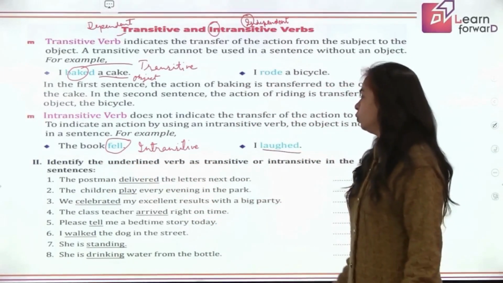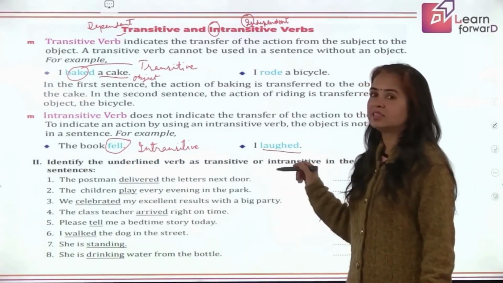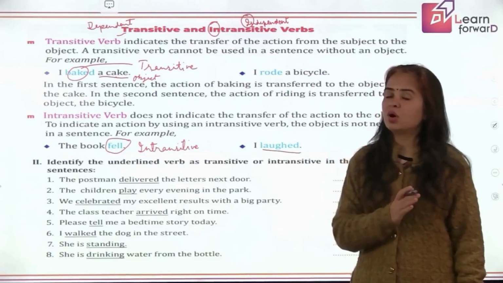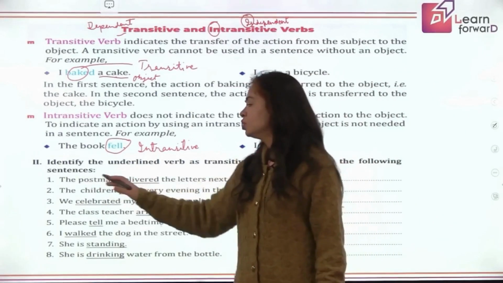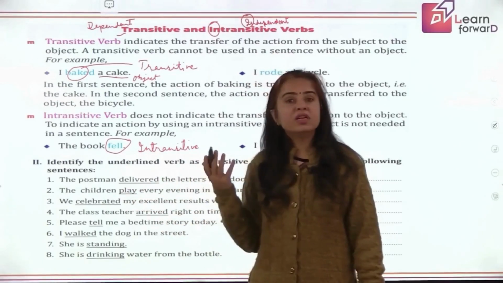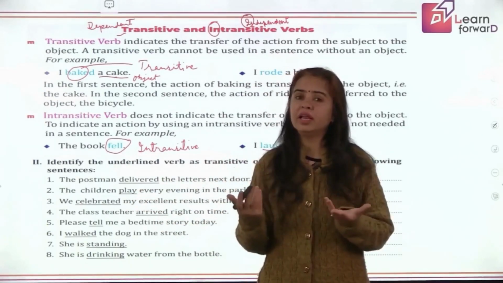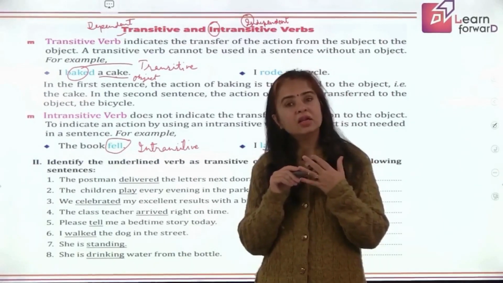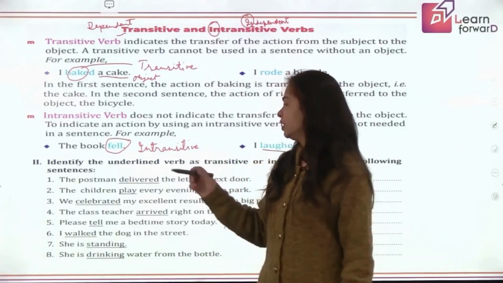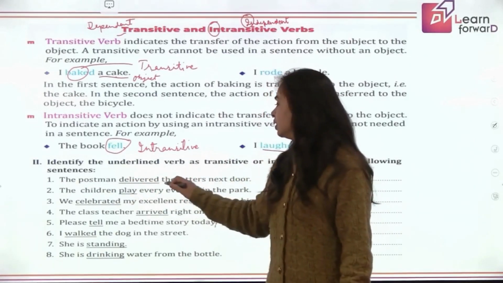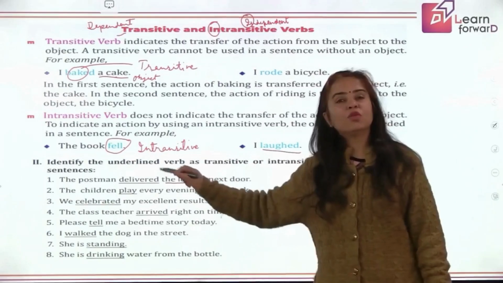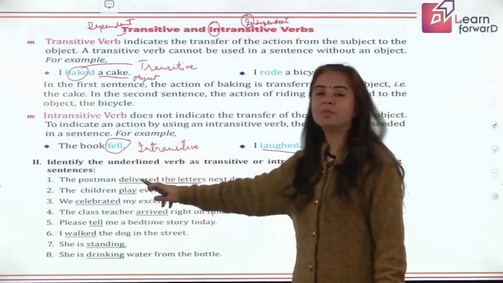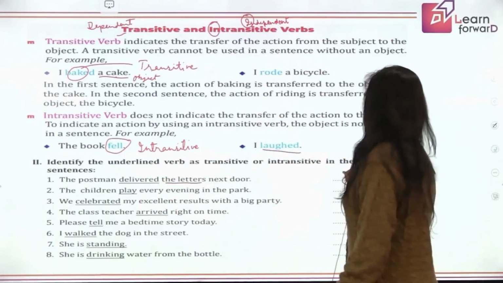Identify the underlined verb as transitive or intransitive. So what will you check? Just check whether that action is complete without the object or not. How? See, the postman delivered something, and you need to know what did he deliver. Did he deliver a letter, a telegram, some money order, some parcel? We need to complete. So an object is needed. What did he deliver? The letters. This is your object. So what type? Is it dependent or independent? It's dependent. Very good. That means it is a transitive verb. Good.